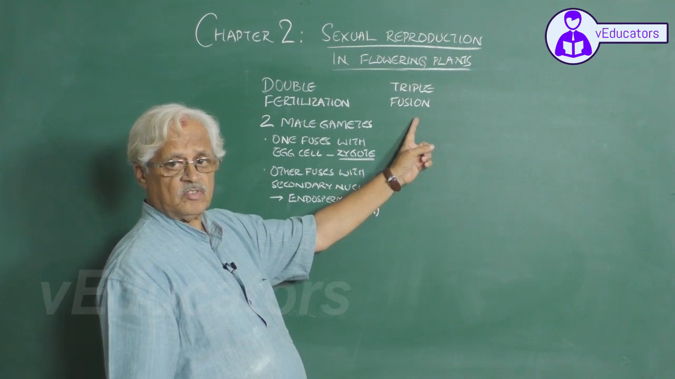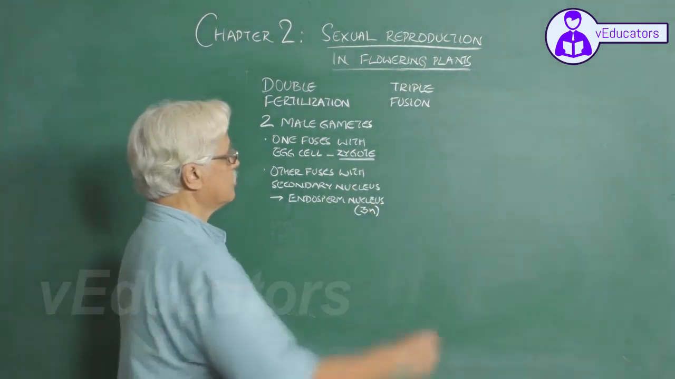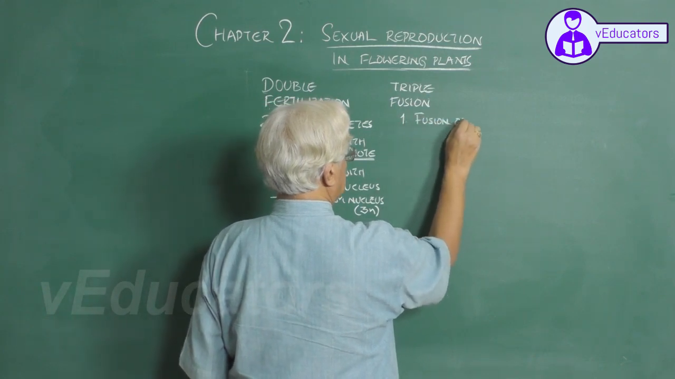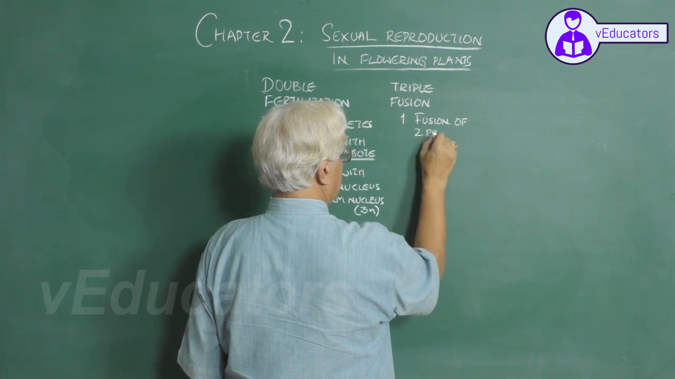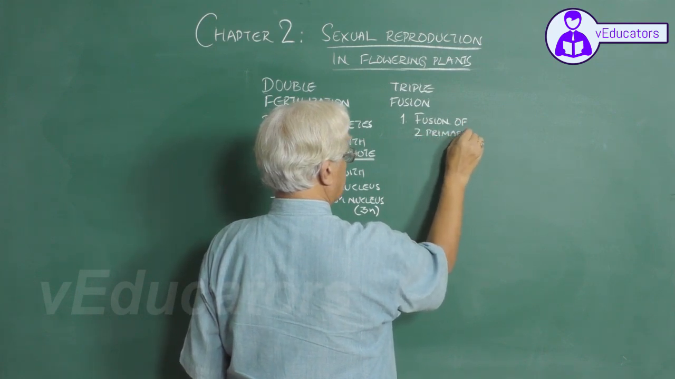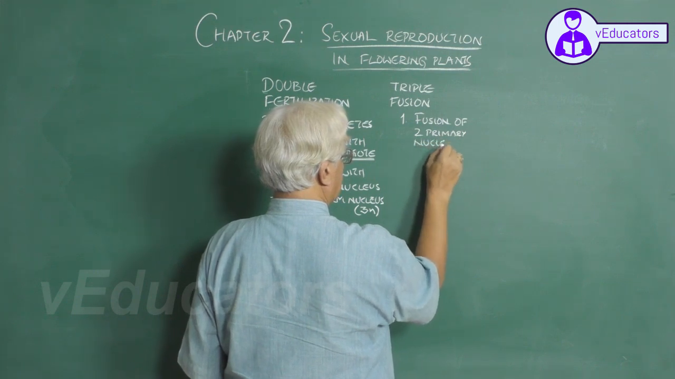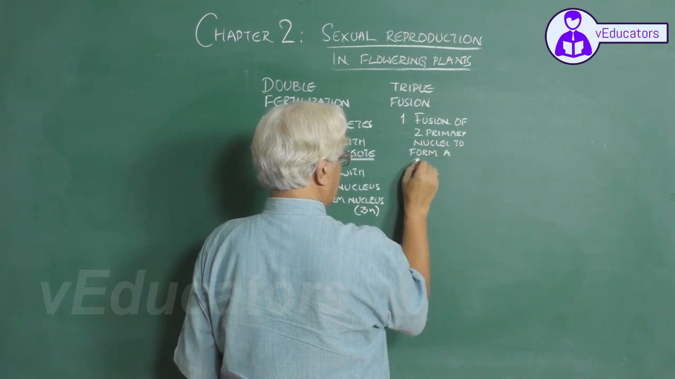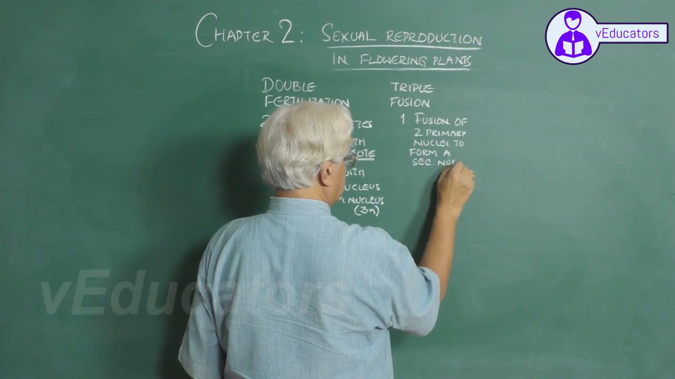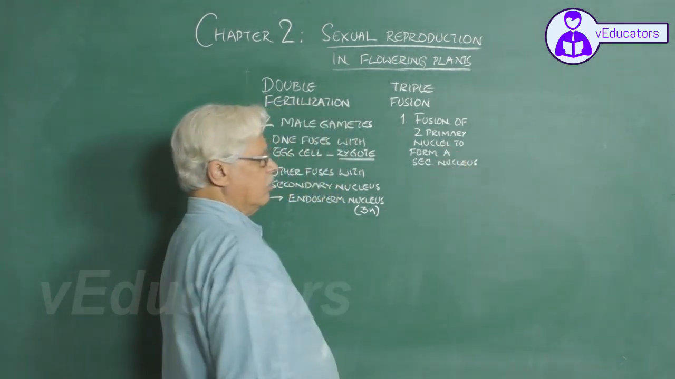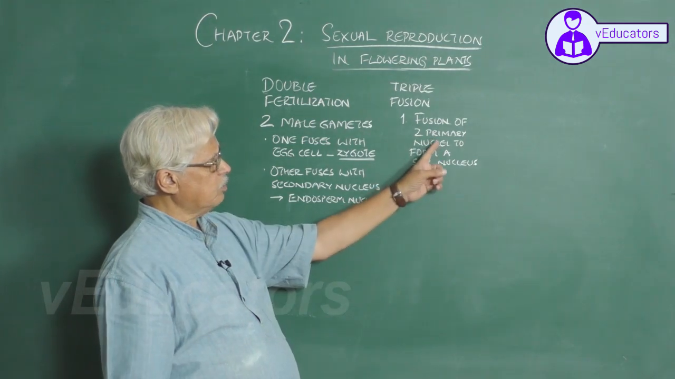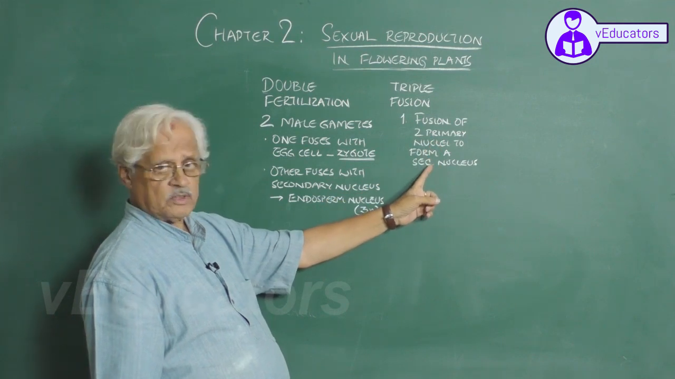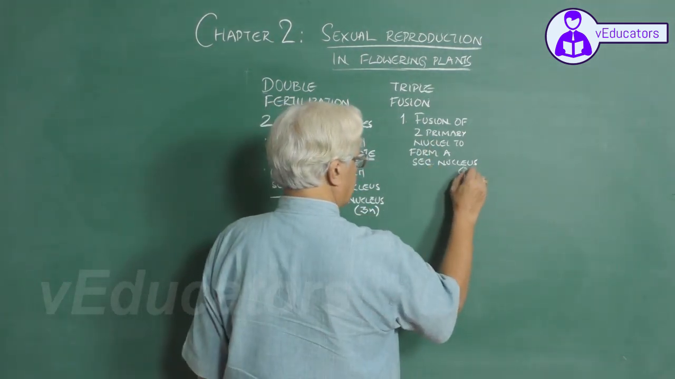Fusion is taking place at three stages. Number one, fusion of two primary nuclei to form a secondary nucleus. In the embryo sac, there were two primary nuclei in the middle. Just before fertilization, they fuse and form a secondary nucleus which will be diploid.